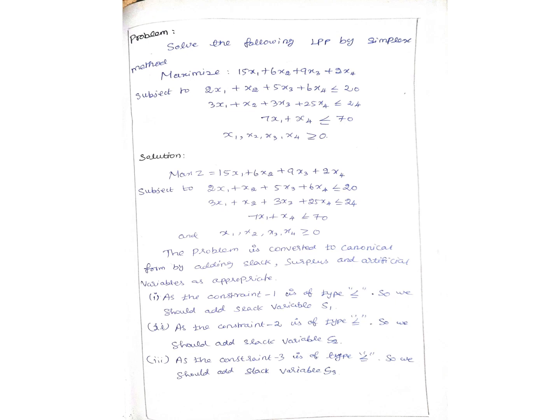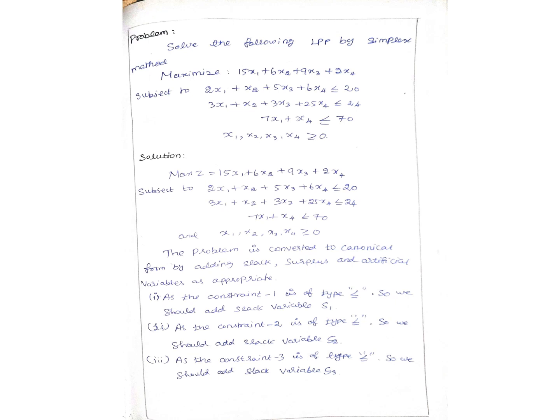The first constraint is 2x1 plus x2 plus 5x3 plus 6x4 less than or equal to 20. And the second constraint is 3x1 plus x2 plus 3x3 plus 25x4 less than or equal to 24. And the third constraint is 7x1 plus x4 less than or equal to 70. x1, x2, x3 and x4 are greater than or equal to 0. So this problem is a maximization problem.